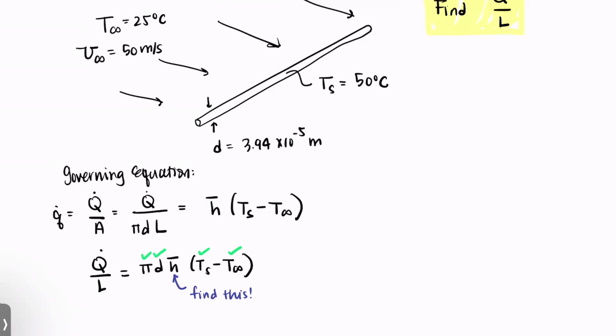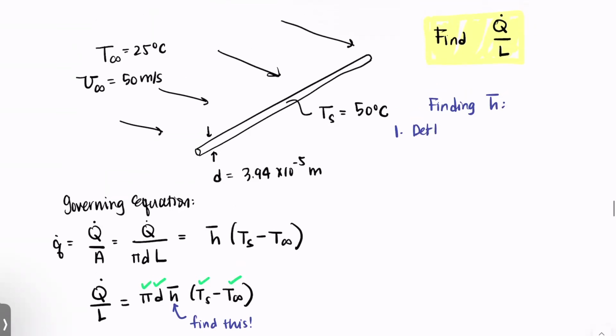Okay, so let's set up our steps for finding H bar. First thing we're going to do is determine the geometry. I'm not having a good day talking and writing at the same time. So we have flow past a cylinder, right?